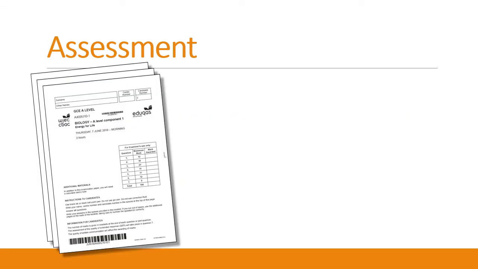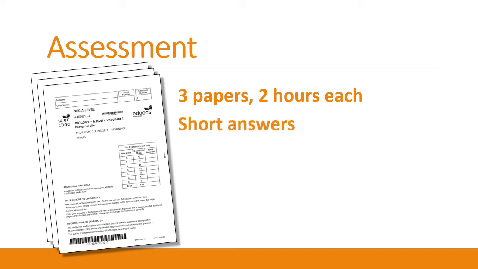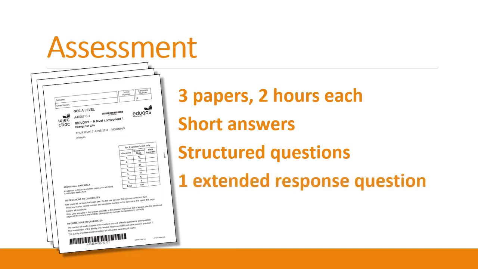A-level biology is examined at the end of year 2. There are 3 exam papers. Each is 2 hours long and each is equally weighted. Each paper will include short answer questions and structured questions, and on each paper there'll be 1 extended question worth 9 marks.